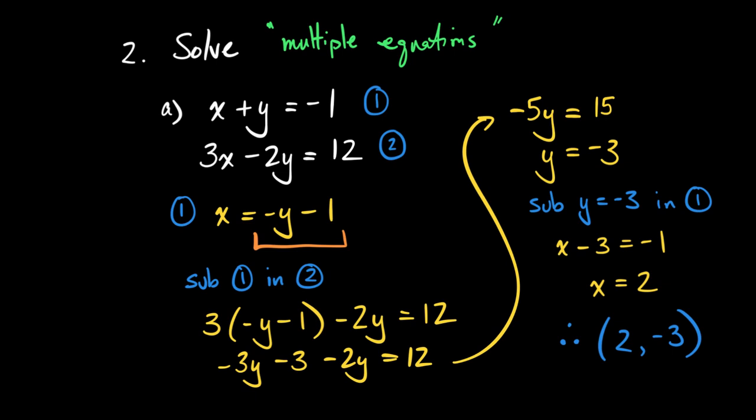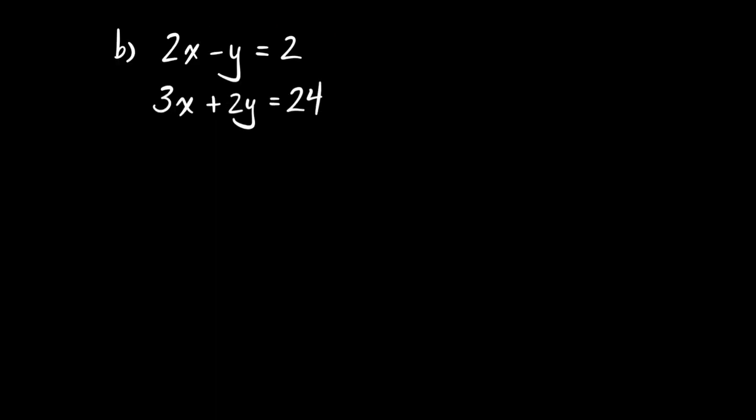Okay, let's try another one. So what you see on the screen now is a system for problem B. I have 2 equations again, and I've been given the instruction to solve. So let's make this as automatic as we can. Label both of your equations, equation 1 and equation 2.